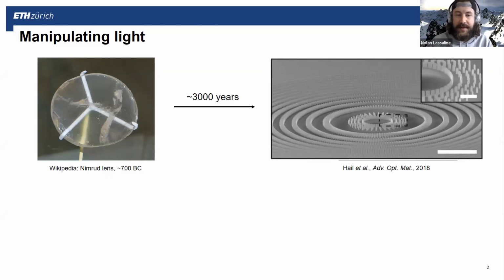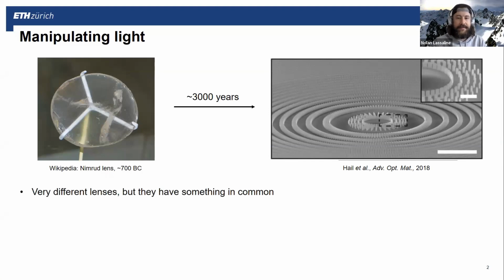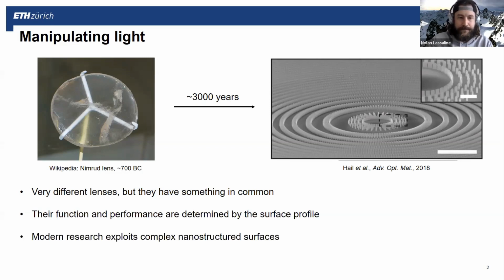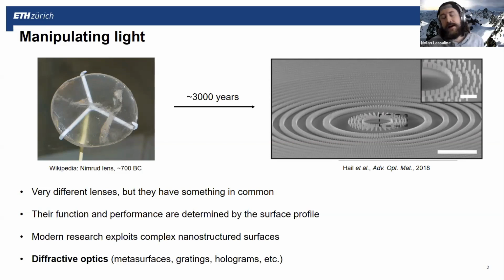And of course, these two lenses that I show here are very different. But despite all these differences, they do have something in common, and that is that their function and performance, so what they do and how well they do it, is determined by the surface profile. And nowadays, in contrast to some guy polishing a piece of glass, this relies on complex nanostructured surfaces. And this metasurface lens, which you see on the right here, belongs to a very general class of optical components, known as diffractive optics. And this is what we're going to be talking about today.